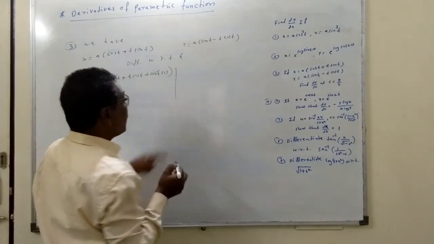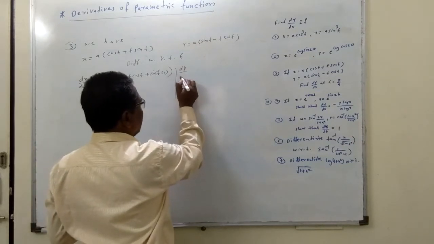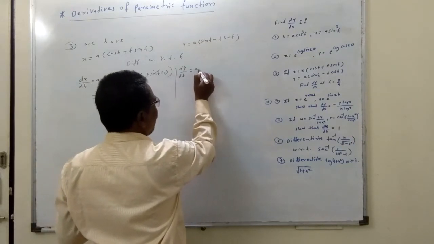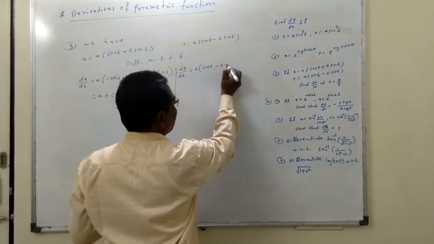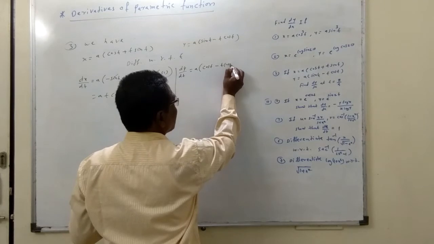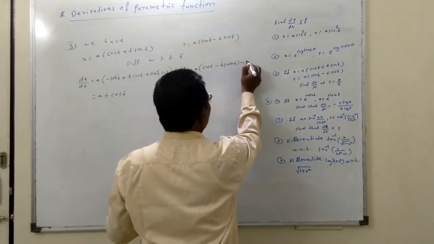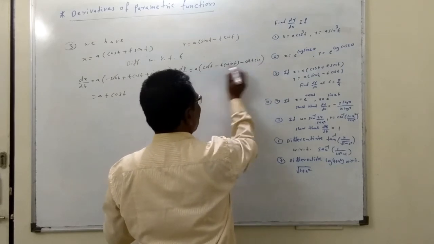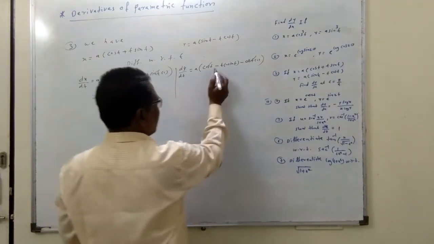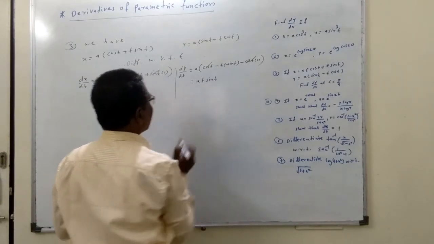Similarly, we will find the derivative of y. So dy by dt is equal to a constant, the derivative of sin is cos t, minus t, now the derivative of cos is minus sin t, minus cos t, the derivative of t is 1. So plus and minus cos get cancelled. Now minus minus is plus, so we get a t sin t.